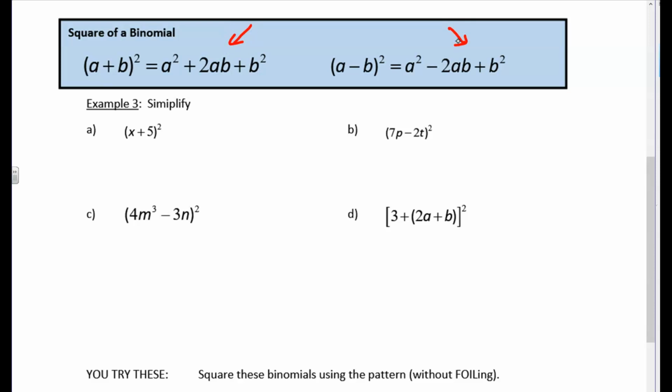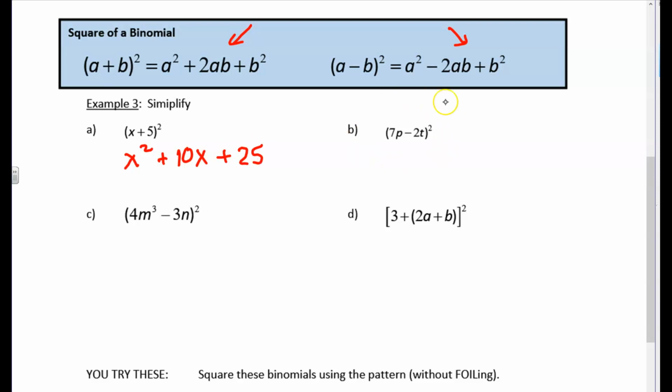So if I have (a + b) squared, that's equal to a squared plus 2ab plus b squared. And (a - b) squared is a squared minus 2ab plus b squared. So if I have (x + 5) squared, this would simplify to x squared plus 2 times a times b. 2 times x times 5 gets me 10x, plus b squared would be 5 squared, which is 25.